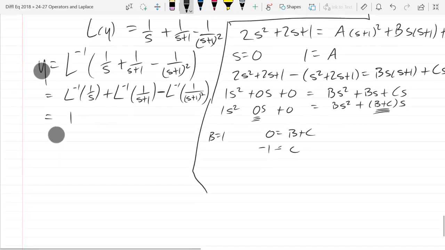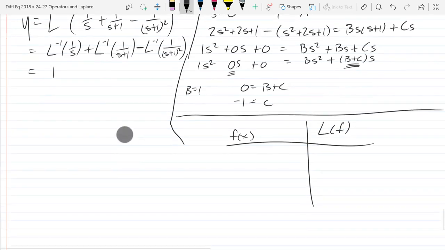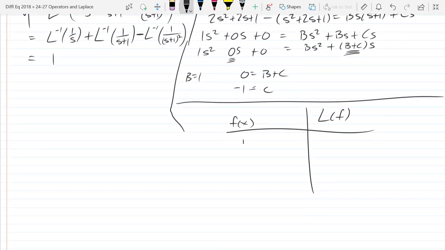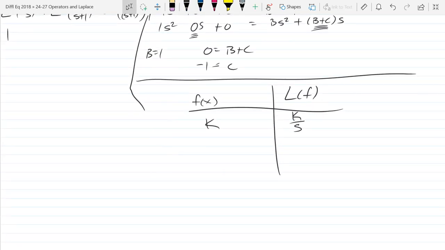All right, so I'm going to write down the relevant lines here. I'll try to mimic the way the table's written. We have F on the left and L of F on the right. The first one we already knew: K turns into K over S when our K was equal to 1. So that was the easy one I already did. And then we have 1 over S minus A turns into e to the ax. I think this is the one we used yesterday as well.